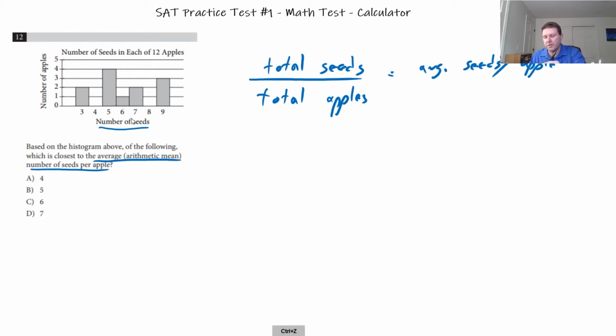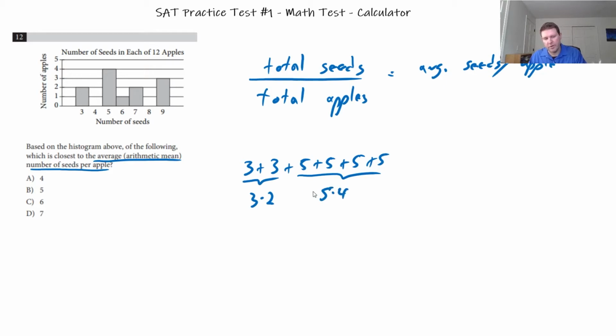So if you look at the x-axis here and interpret this first little bar, it says there are 3 seeds in 2 of the apples. So if you're trying to total up all the seeds, it would look like this. It'd be 3 plus 3, because 2 apples have 3 seeds, right? And then if you look at the next bar, we got 5 seeds in 4 apples. So we've got 5 plus 5 plus 5 plus 5. Now you're probably seeing the shortcut right now, which is you could just do this as 3 times 2, right? And then 5 times 4, which is exactly what you want to do.